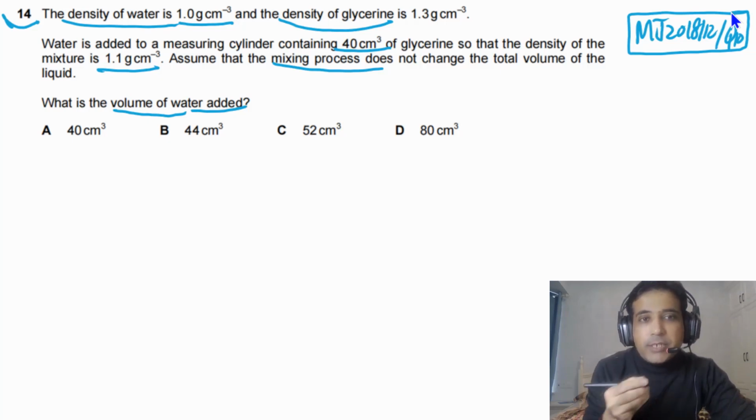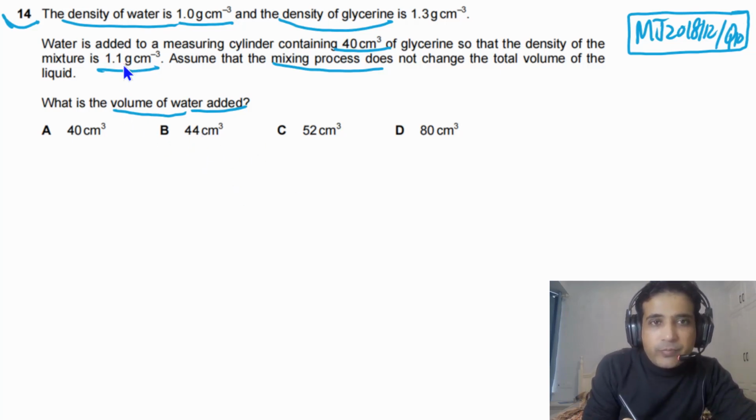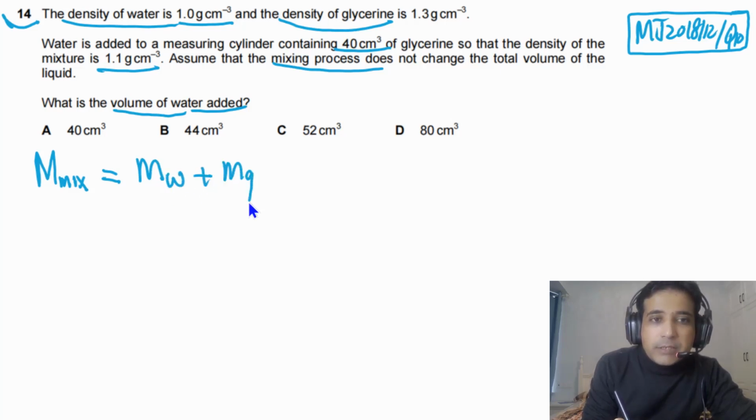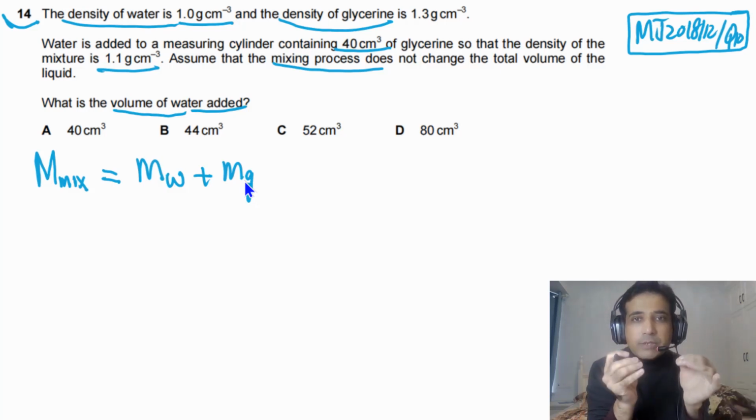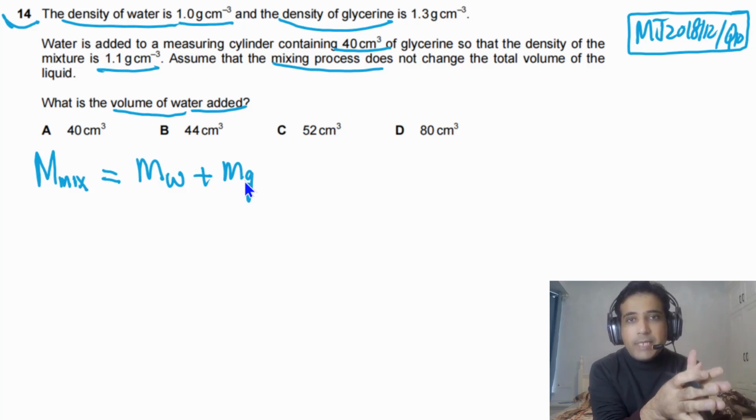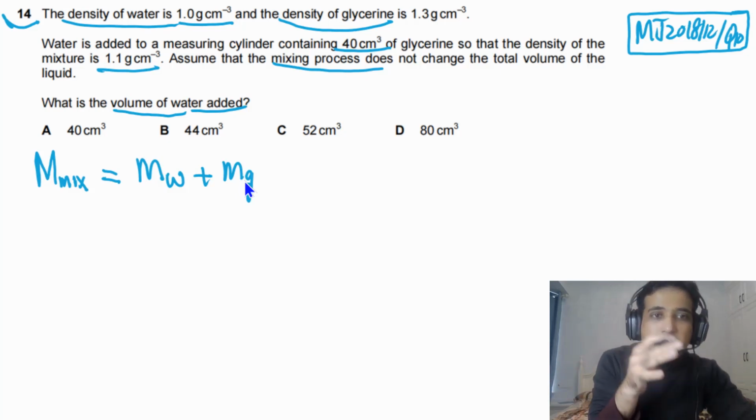So let's try to answer this question now. For this question, it is given to you the density of the mixture. The best way to answer this type of problem is, first thing, you can write down the mass of the mixture. In this case, I will be using capital M for the mass of the mixture. And the mass of the mixture has to be equal to the mass of the water plus the mass of glycerine. So this is a beautiful way to answer this type of problem. Always start with the mass of the mixture, and that has to be equal to the mass of water and the mass of glycerine in this case.